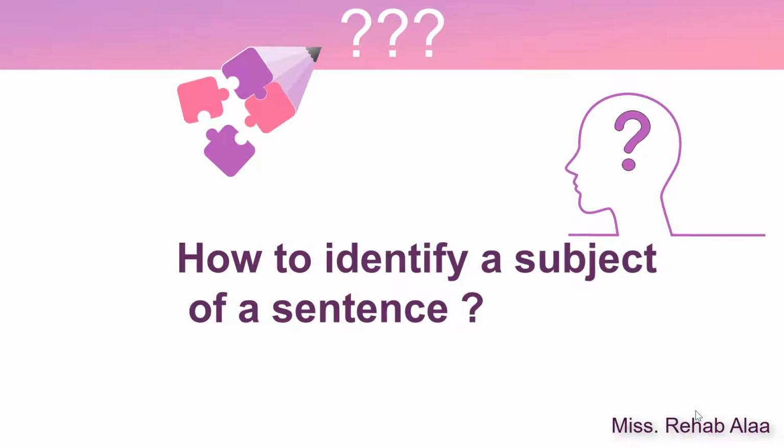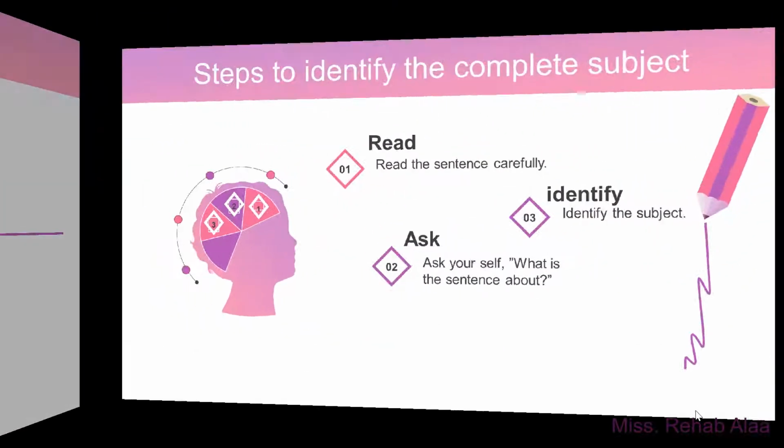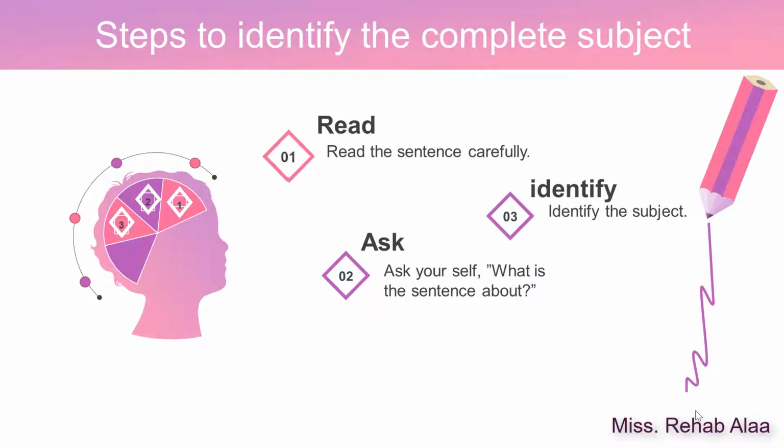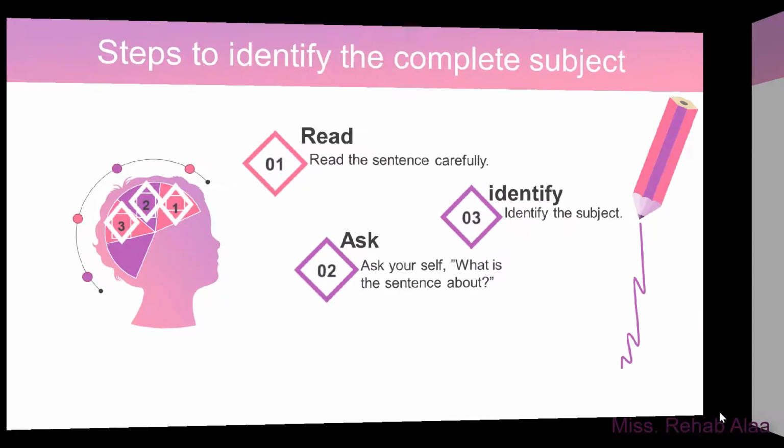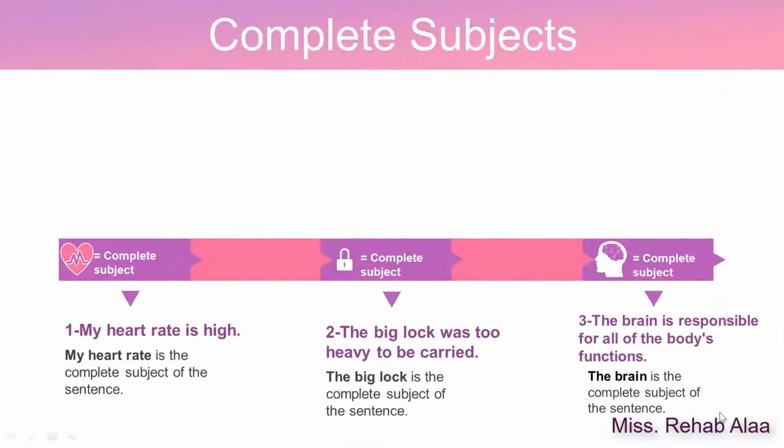To be able to identify a subject of a sentence, you must follow some steps. Step number 1, read the sentence carefully. Step number 2, you ask, what is the sentence about? Then, you identify it. Let's have some examples. Example number 1, my heart rate is high. My heart rate here is the complete subject of the sentence.